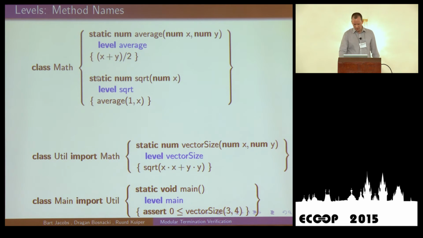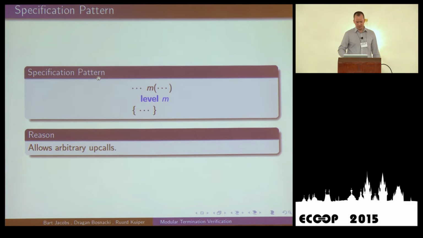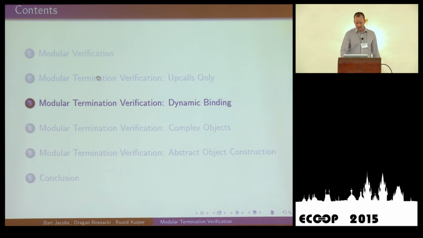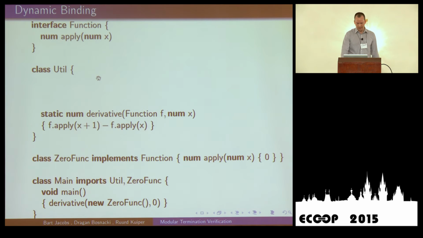Okay, so now we end up with our first version of the specification pattern, or approach, that we propose, which is that every method gets its own name as its level. But of course, this is only for a very restricted subset of the programming language. The interesting part comes when we start looking at dynamic binding. So now let's look at a program with dynamic binding.